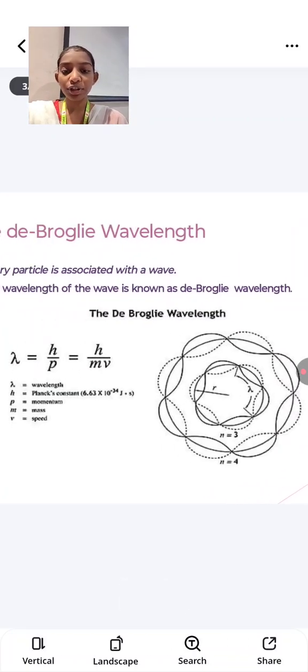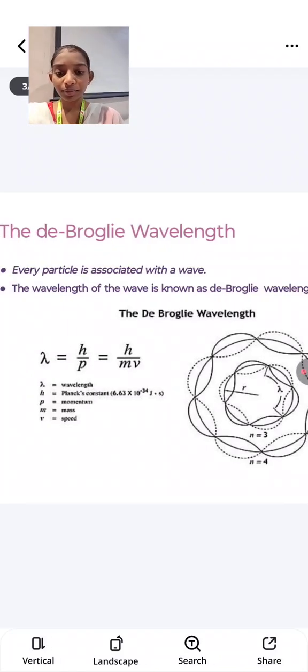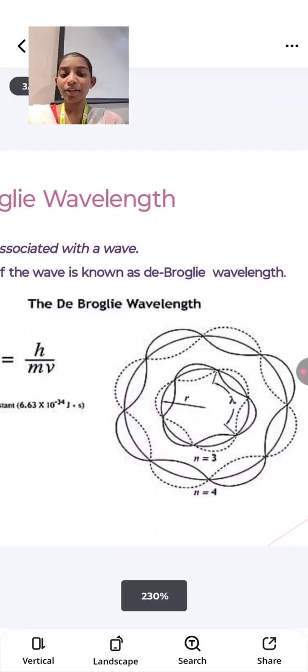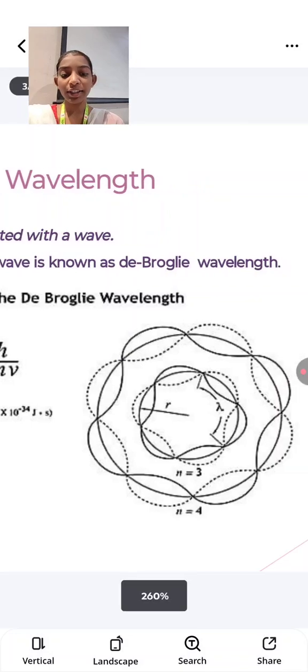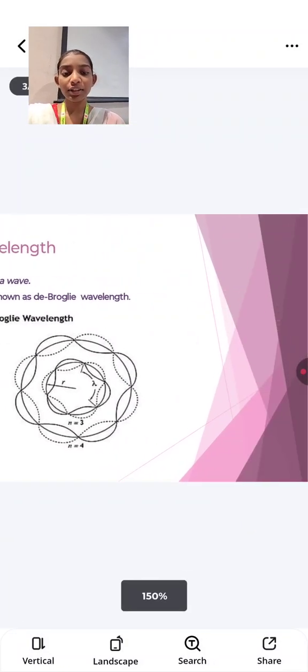It is a circular motion, and lambda is equal to h by p. P is momentum, and the general formula of momentum is mass into velocity. Here lambda is the symbol for wavelength. H is Planck's constant, which is 6.63 into 10 to the power of minus 34 joule second. P is momentum, m is mass, and v is the speed or velocity. Here it is a circular diagram, where r is the radius and n is the number of turns.